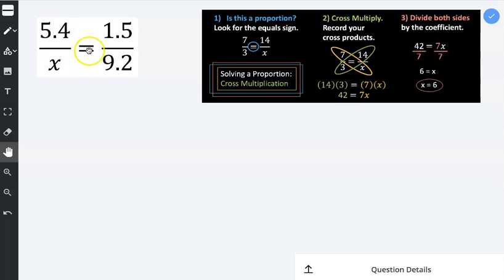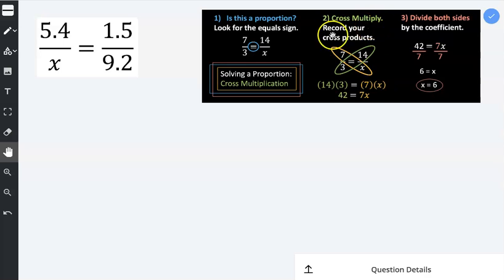A proportion is when you have two equal fractions. So something we should look for is an equal sign. Also, we should see, is there a missing variable? If there's an equal sign in between the two fractions and there's a missing variable, this is a situation where we can apply the cross multiplication method.